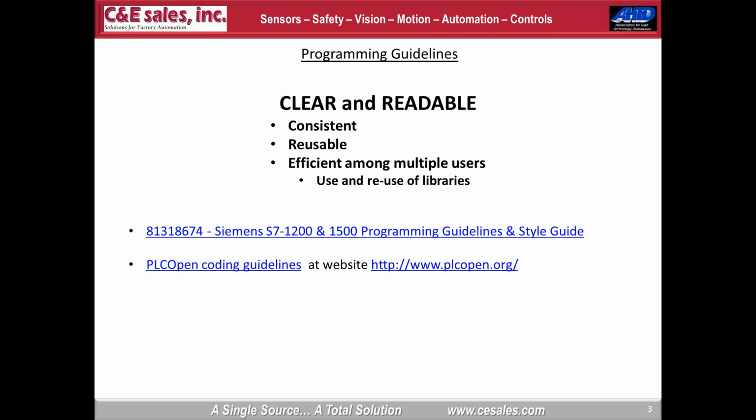Shown toward the bottom of the screen are a couple of references where you might get more detailed instructions on programming guidelines. That first one is a link to some Siemens documents. You can search for that document number on the Siemens support site, or even just Google Siemens and that support and that number, and you'll get a link to some pretty extensive programming and style guidelines. The second one is a link to the PLC Open website that has much more extensive coding guidelines that may be of use to you.